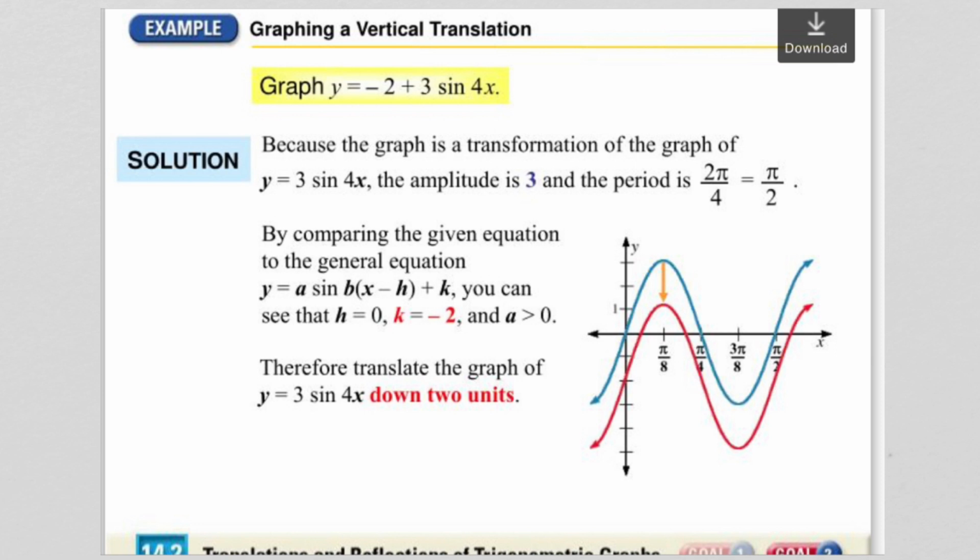Okay, so because of the transformation of the graph, y equals 3 sine 4x, the amplitude is going to be 3. And the period is, if I do 2 pi divided by b, because 4 is b, I get pi over 2. Therefore, it translates the graph down 2 units.